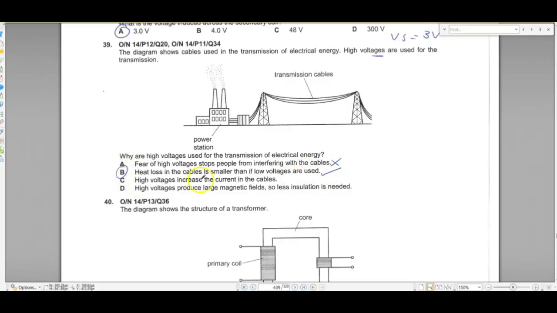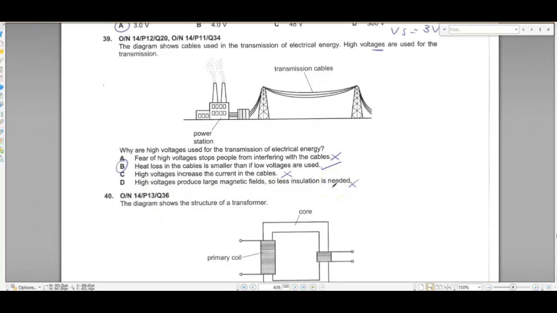High voltages increase the current in the cable? High voltages actually decrease the current in the cable. High voltages produce large magnetic fields, so less insulation is needed? No, this is not correct.